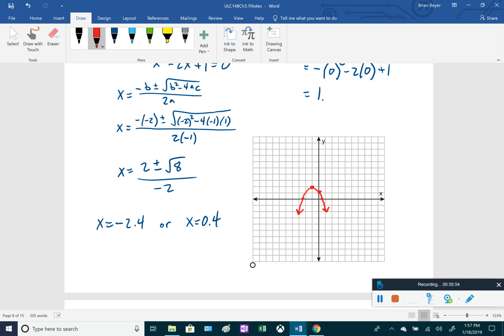Looks something like that. Opens down, which we knew that it had opened down, has a maximum value, and the axis of symmetry is x equals negative 1. So this is our function g of x. Just always make sure you're putting arrows at the end of these also.